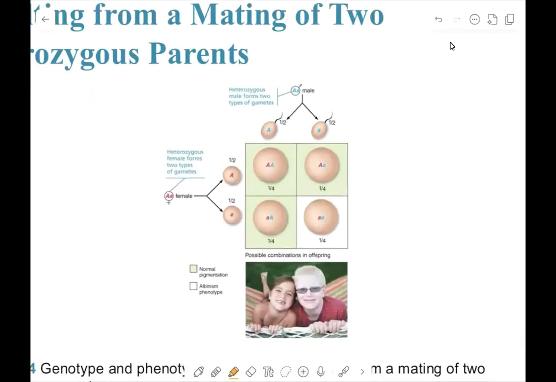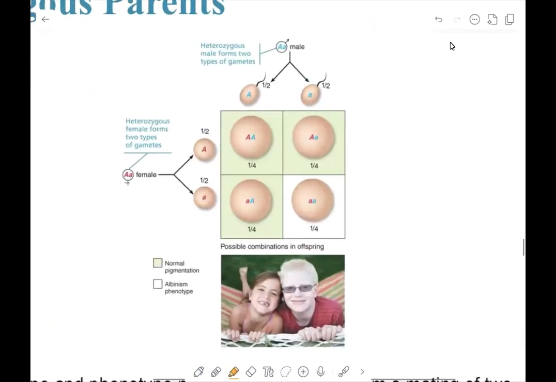You can see the gender is irrelevant here because these are not sex-linked traits. We'll talk about them later on. The male, in this case, is heterozygous, so capital A and lowercase a. The female is also heterozygous, capital A, lowercase a. When we cross them, we combine those letters. For this gamete, there would be two capital A's. This gamete would have a capital A and a lowercase a.